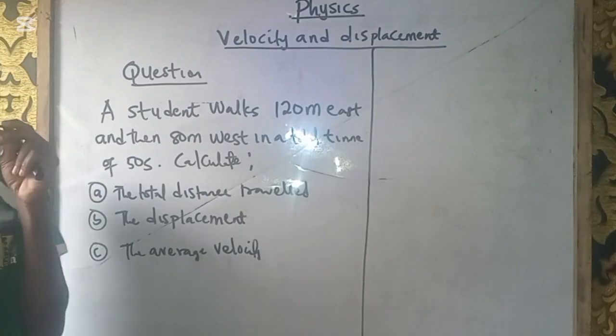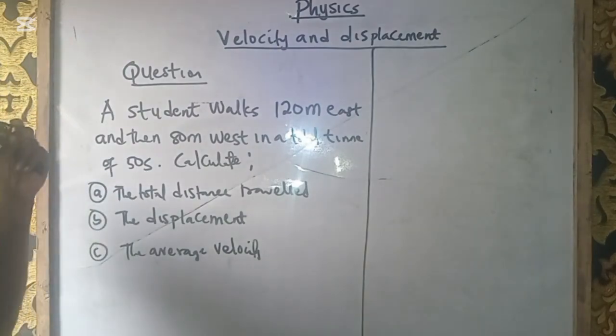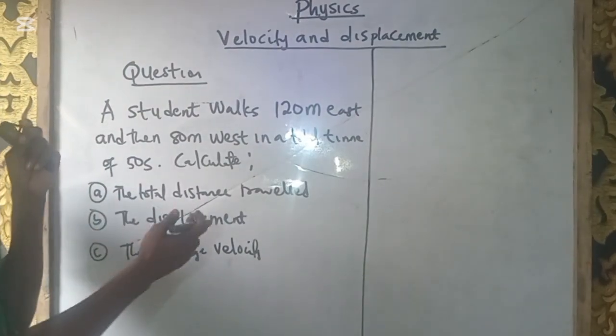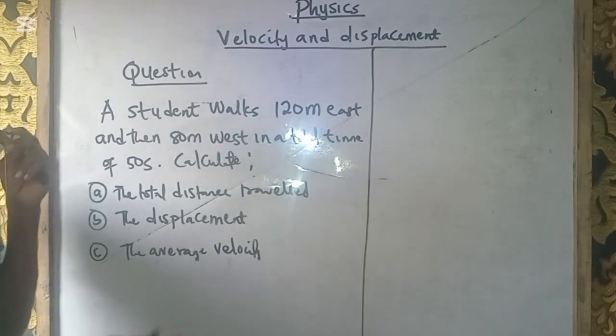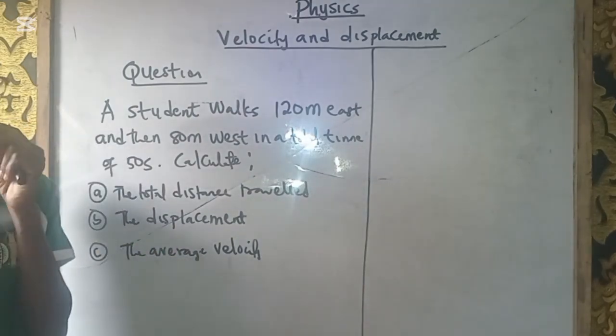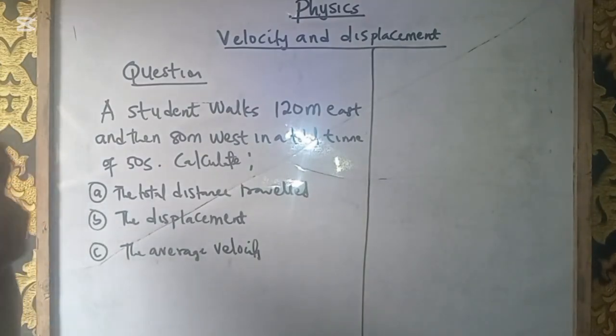kind of question. Now, a lot of you will come across a question like that and feel like, how will I solve this when I'm given two distances? Like this, I have meters, I have another meter here. How do I find my total distance? How do I find my displacement and the average velocity? It's actually very simple. Please just pay attention.